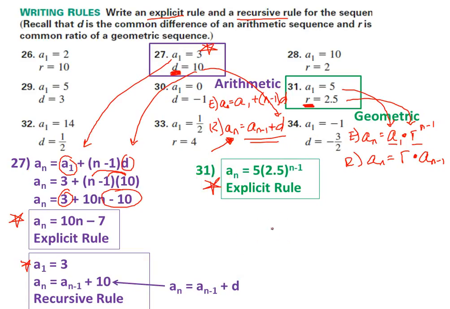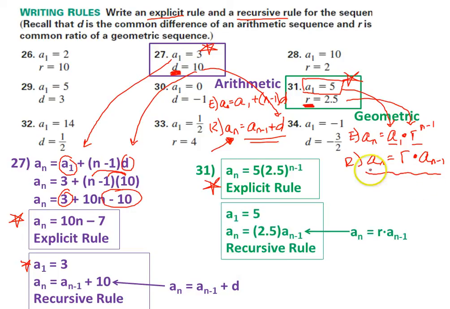And then our recursive. Remember, always define your starting point. So that's our first equation for our recursive, a sub 1 equals 5. And then everything after that comes from here. So 2.5 is my r times a sub n minus 1.